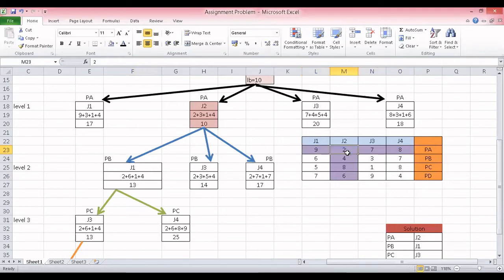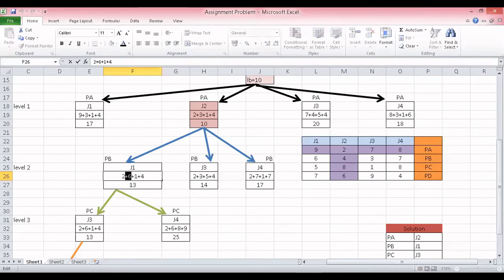See here, what is the intersecting row and column? It is 2. So always it is person A's value. In the summation there are 4 values: the first belongs to person A, second person B, third person C, fourth person D. The first one is always 2, here also 2, here also 2. Person A is finished and already assigned job 2, so I'll maintain a 2 everywhere.